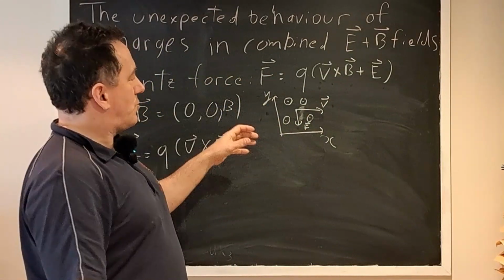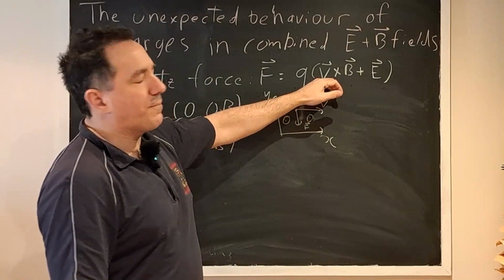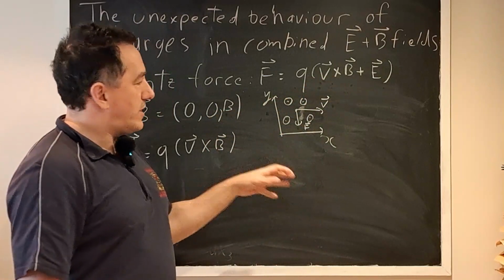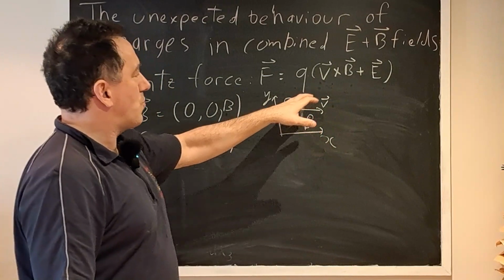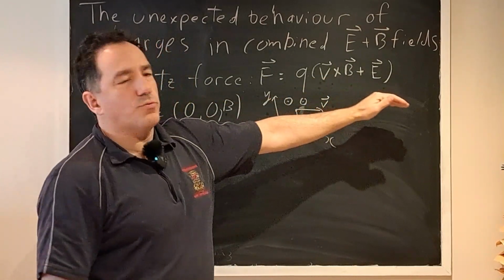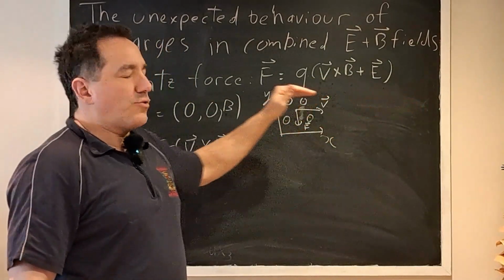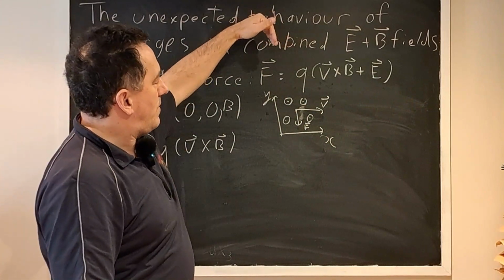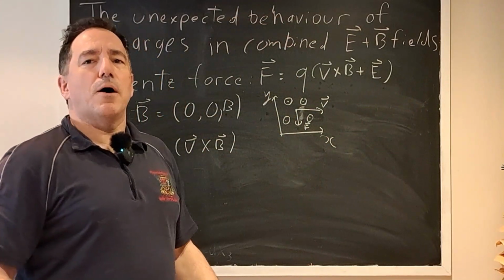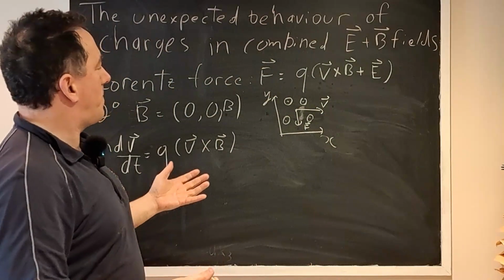So the magnitude of the velocity, so the speed of the particle, will not change in time because there's no force in the direction in which the particle is moving. And what this will do, this will deflect the particle. Now, we have two ways of seeing what the motion will be.